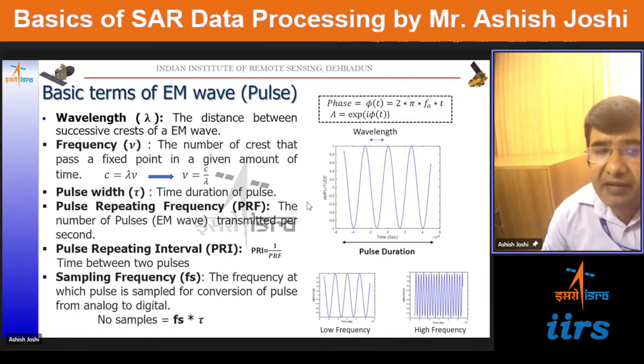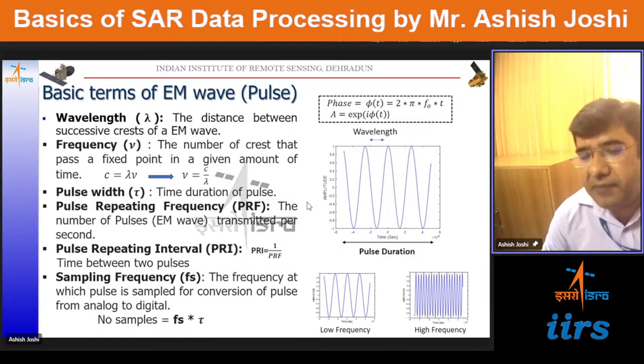And what is the PRI? It means pulse repeating interval. It is given by 1/PRF, that is, the time between two pulses. This is called the PRI. And next is the sampling frequency. What is the sampling frequency? It is the frequency at which the pulse is sampled for the conversion of the pulse from analog to digital.